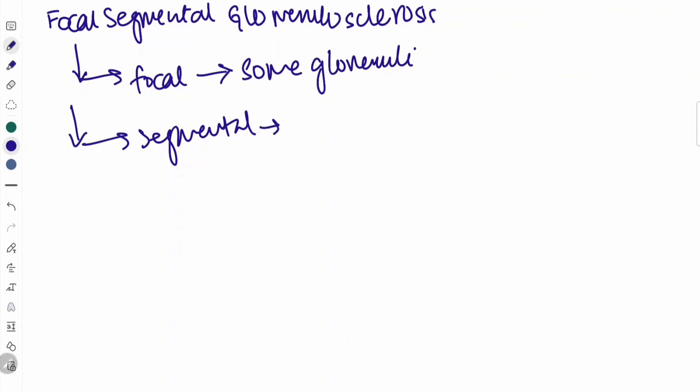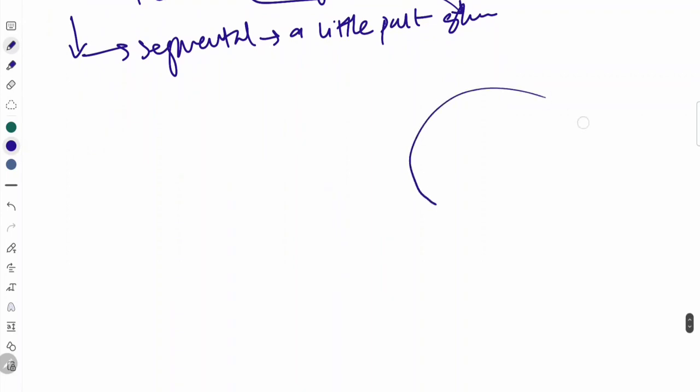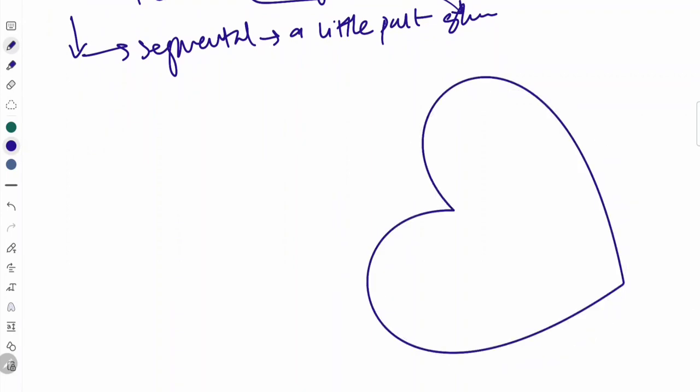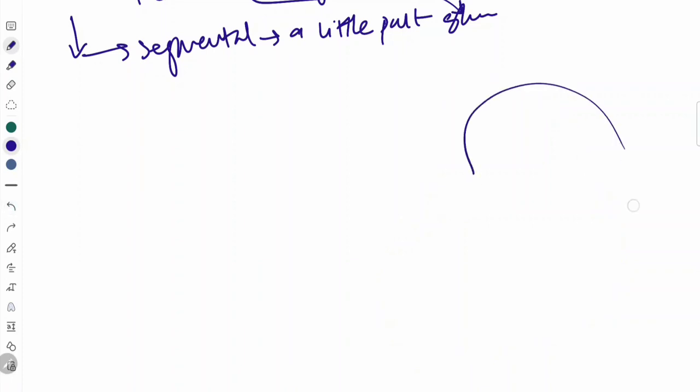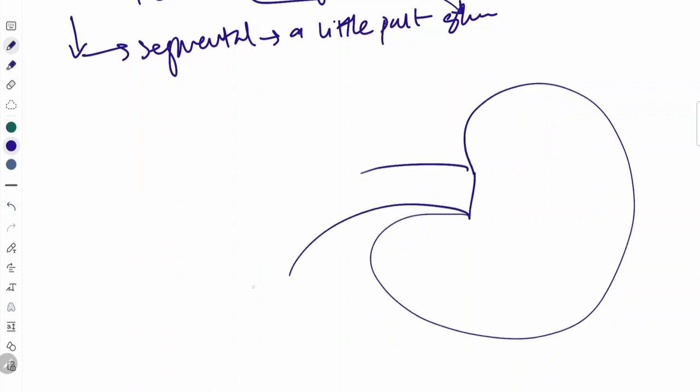And segmental means that a little part of those glomeruli, of this already some glomeruli, a little part of that glomerulus is being affected. I'll tell you what that means. For example, look at this, this is a kidney. Okay, this is a kidney that just made a heart. That's funny. In this kidney we have pyramids. In any part of this kidney, this part of the kidney is affected with FSGS.